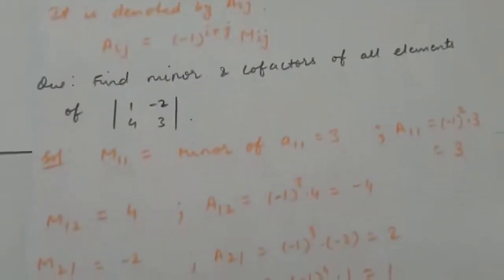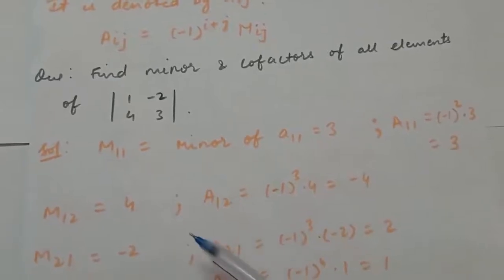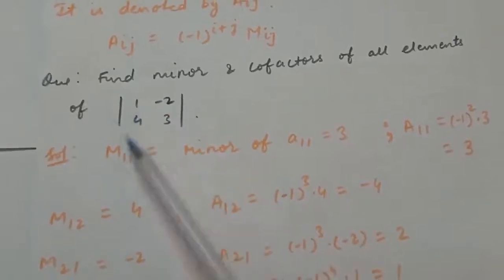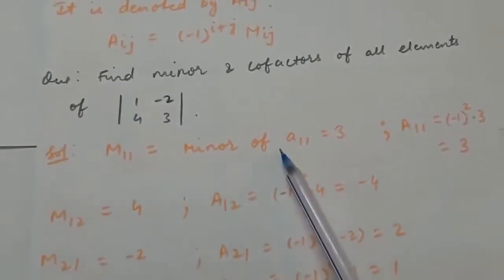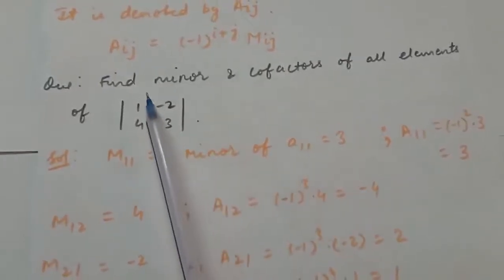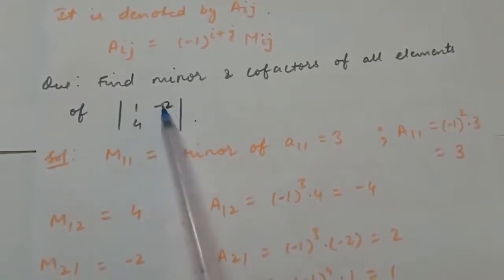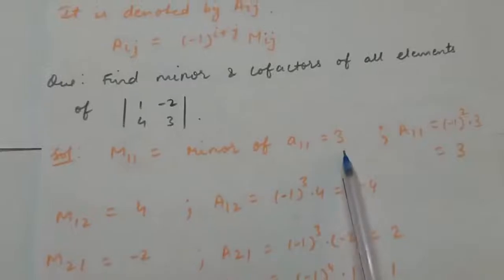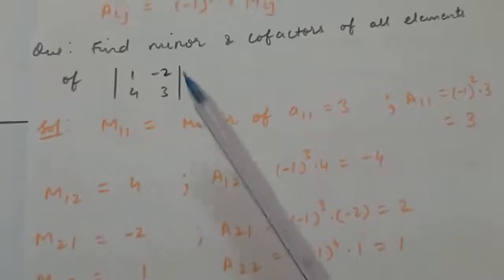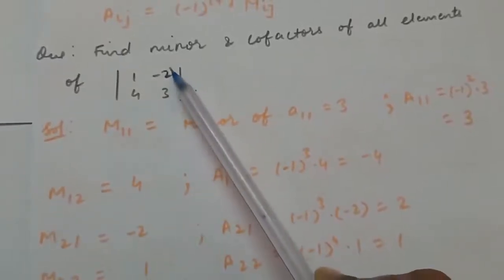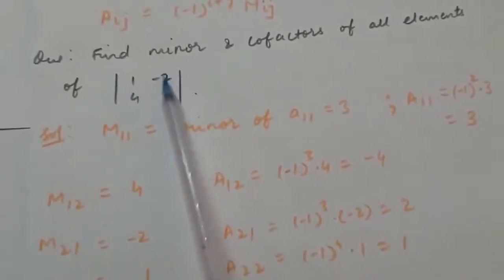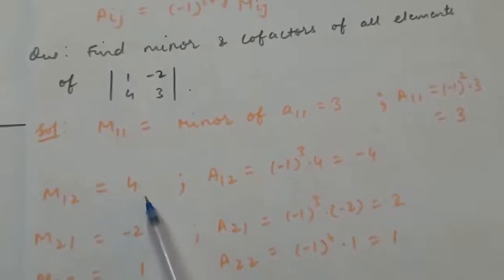So the next question is to find the minors and cofactors of all the elements of this determinant. So the minor of 1 will be M11, right? This is the minor of the element A11. For this, delete the first column and first row, so you will get 3, and the determinant of 3 will be 3, right? Then M12, that is this element minus 2: delete the first row and second column, so you will get the minor as 4, right?